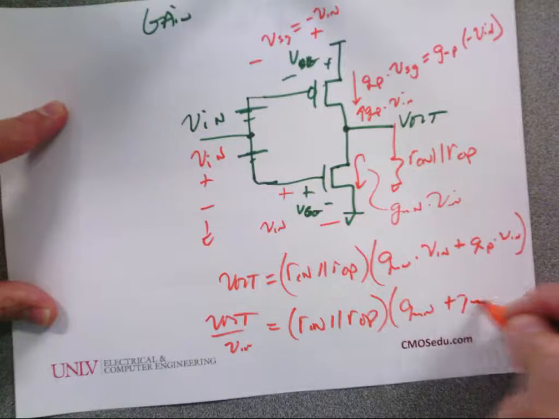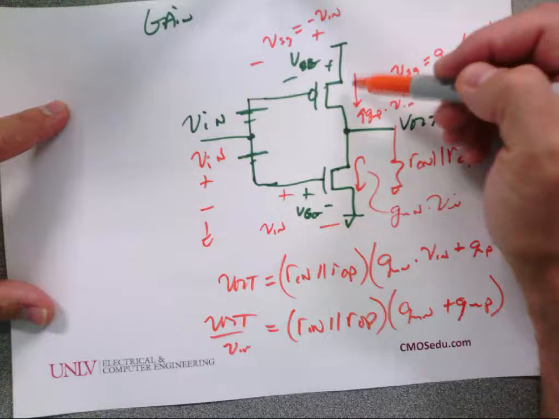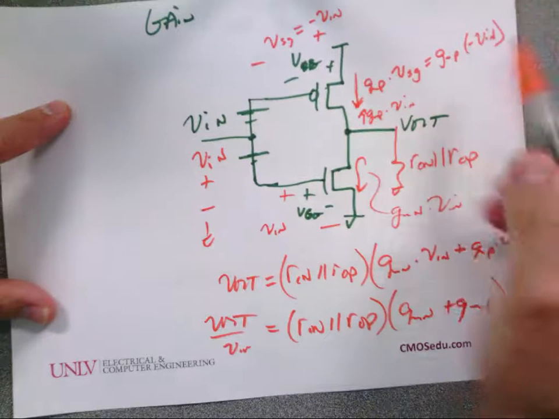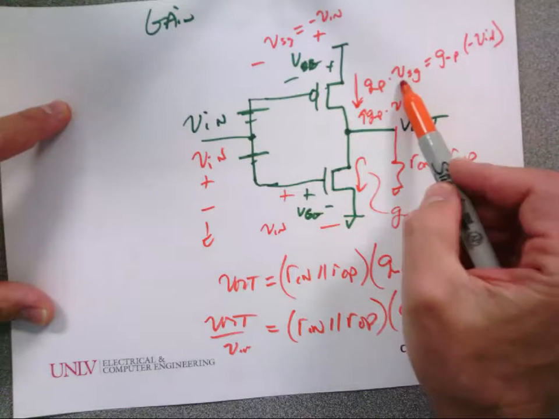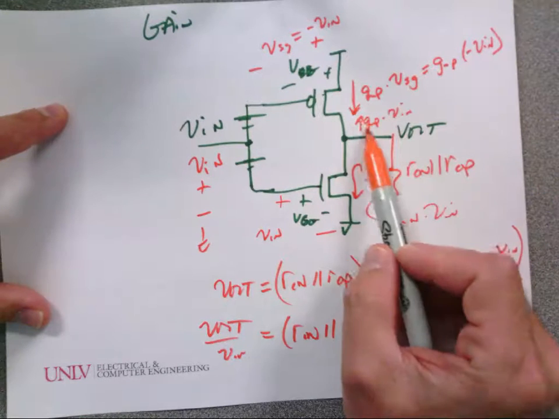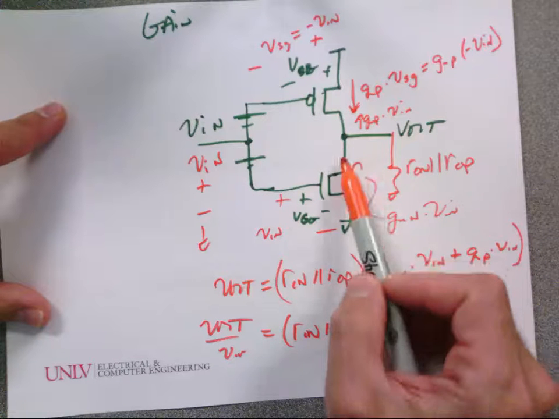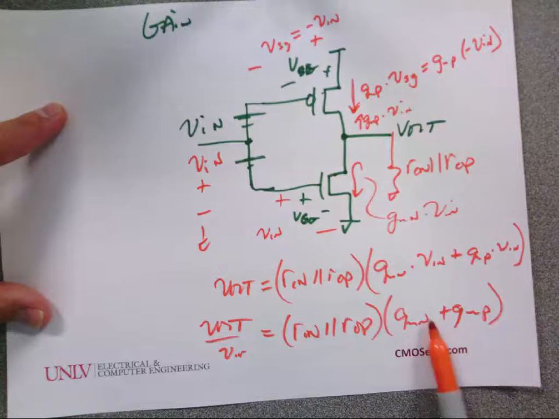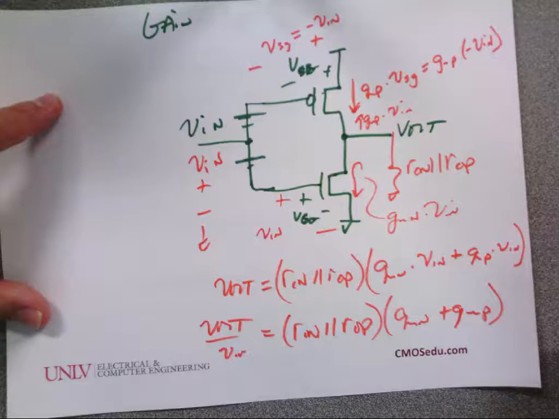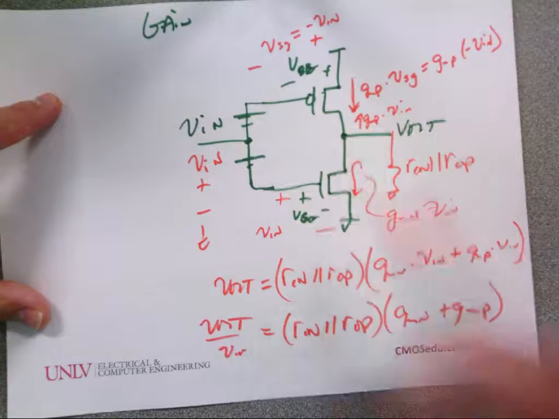plus GMP. Should there be a negative sign since the current's coming out? So the current flows down like this in the PMOS, and it's GMP times VSG, but VSG is minus Vn. So I flip it around, just like this current, it's leaving the node in the same direction, GMP Vn, and so I add the 2 together. Does everybody agree with that? There's no minus sign? I already had the minus sign in here. I flipped the current around so it was going in the same direction as the NMOS.